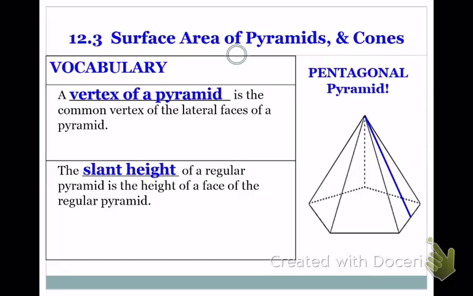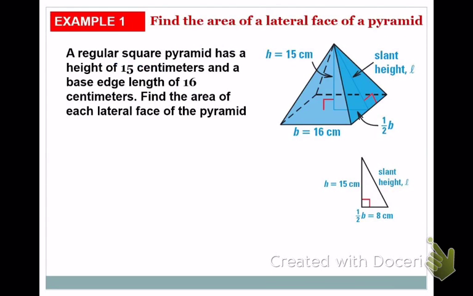That's the slant height. Now, that's different than the actual height of the pyramid. Remember, the height of the pyramid needs to be that perpendicular height. So this segment right here is the height of the pyramid. If you draw the slant height and the height of the pyramid in, and then you can connect it right here, you get a right triangle. So we can use that to our advantage. If we ever need to find the slant height, then we can do that by using right triangle stuff.